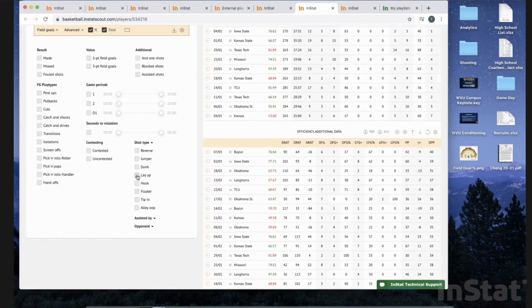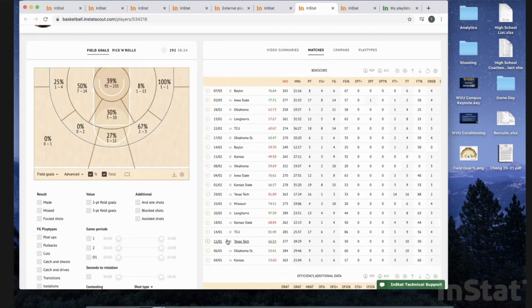Is it a post up or anything like that? I can click on that and still get the film. But it just saves me so much more time when a coach asks, does he drive left or does he drive right? Does he shoot off the bounce or does he catch and shoot?